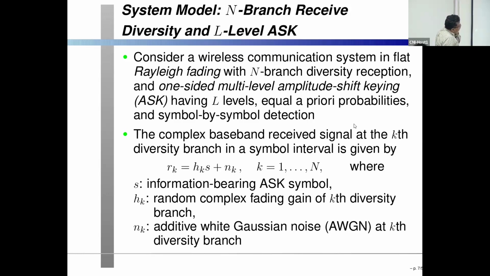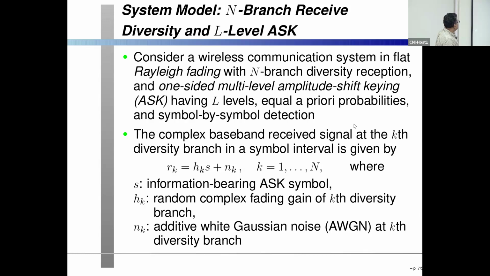Okay, so let us look at the system model. We consider an n branch receive diversity system with L level ASK, in flat Rayleigh fading. And of course, we are assuming equal a priori probabilities. So, your maximum likelihood receiver is the optimum. You do not need to go for a MAP receiver, and it is symbol by symbol detection, not a coded system.